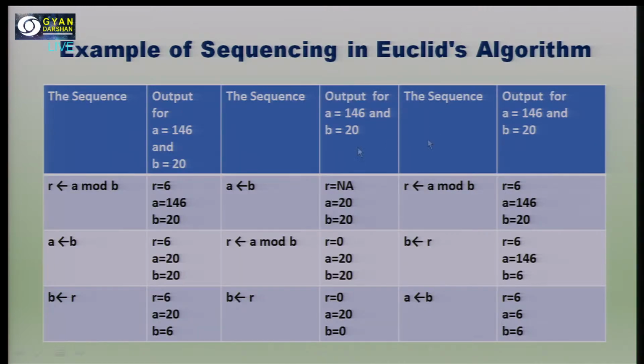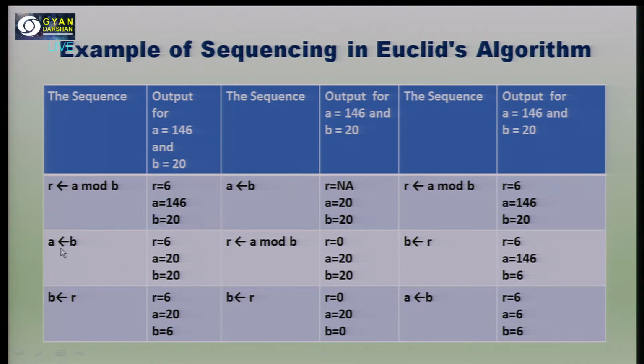Let's take the example once again, Euclid's algorithm. The sequence of actions which we had was R gets the value of A mod B, A gets B, and R is transferred to B. So how is this particular sequence going to work? Suppose we have the value of A as 146 and the value of B is 20 for this example. So when you perform this computation on R, what do you get? 7 twenties are 140 and 6 is the remainder. So you get a remainder of 6 in this case.